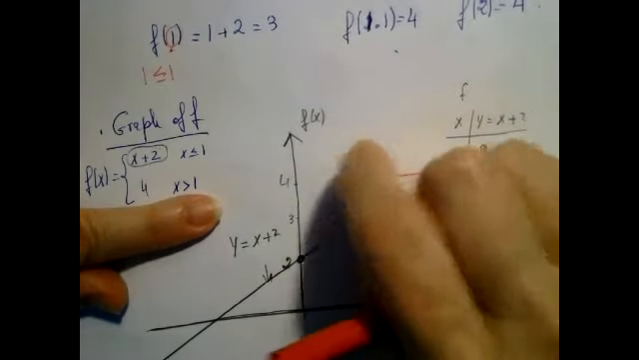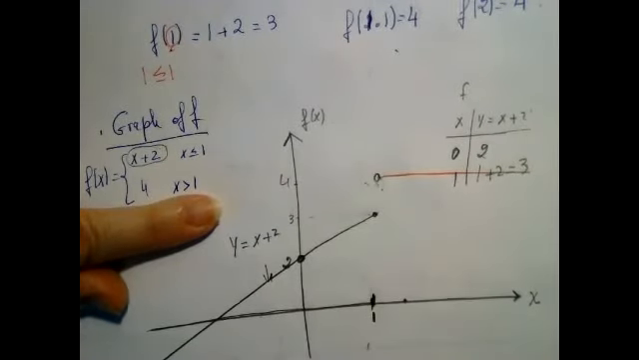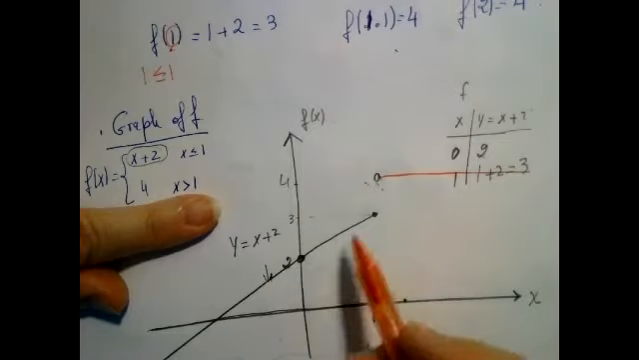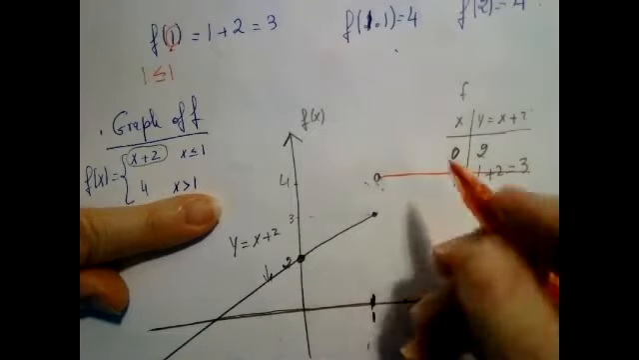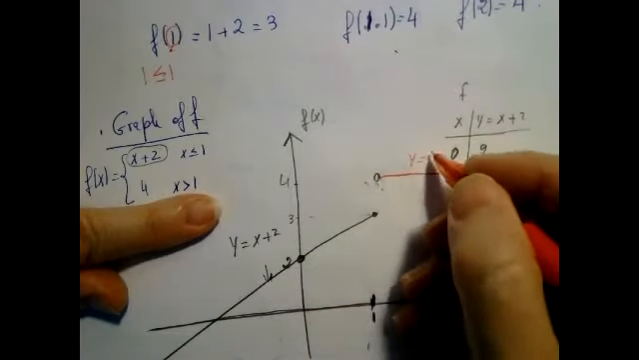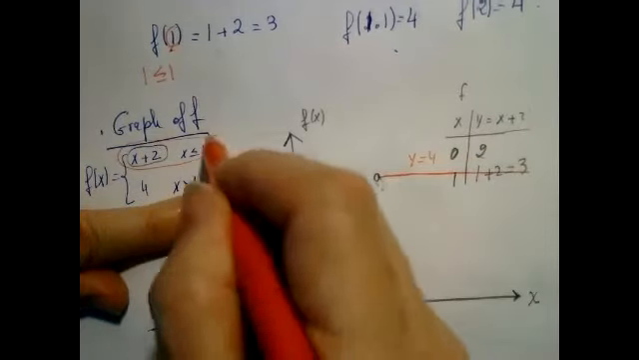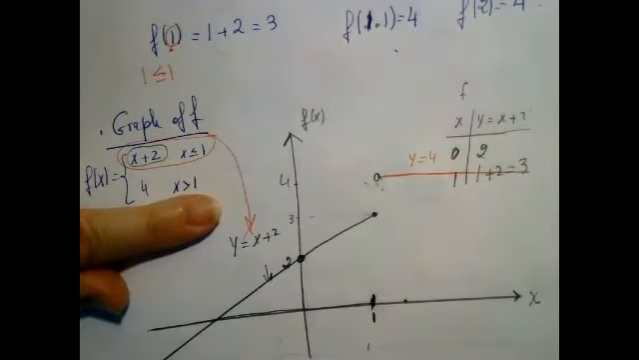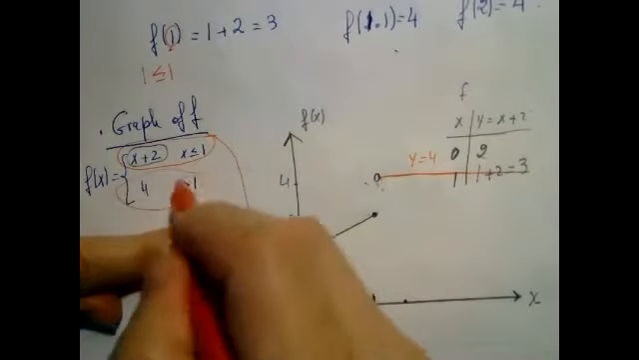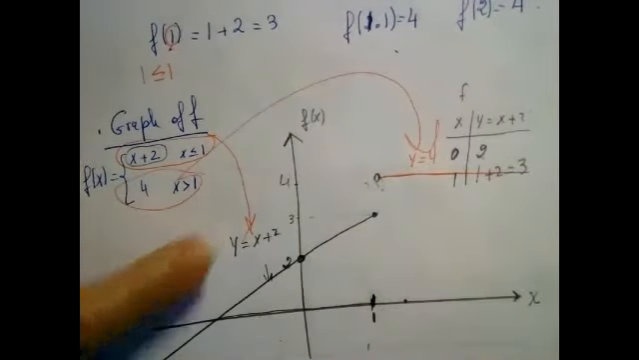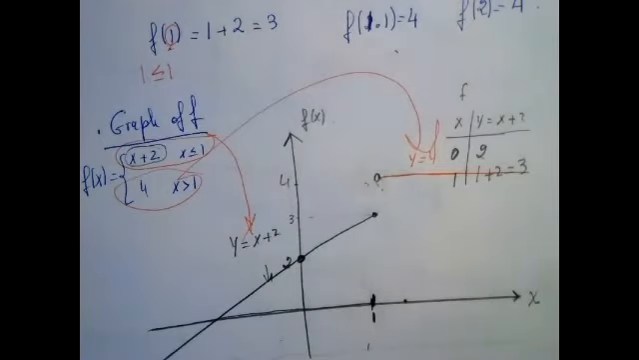I'm going to erase this because this is absolutely wrong. And that's how the graph looks, those 2 pieces. From here up to 1, that's the x plus 2, and this is the second piece, y equals 4. So I draw this and stop at 1, and then I draw this one, which gives me that piece. So piece by piece.